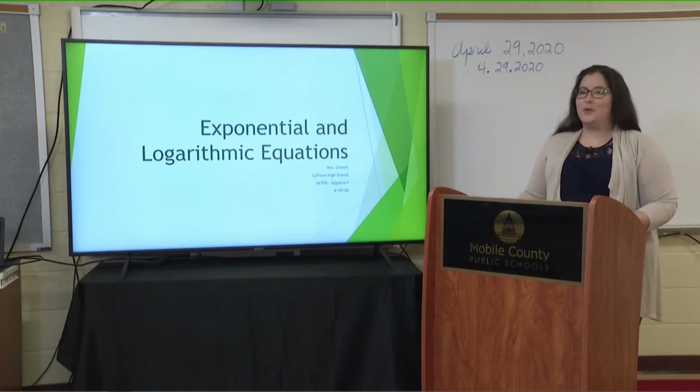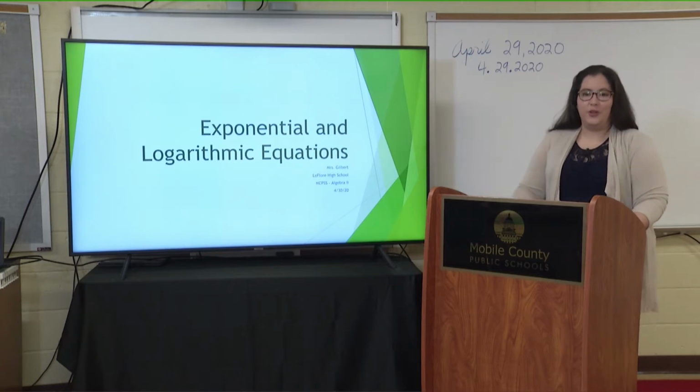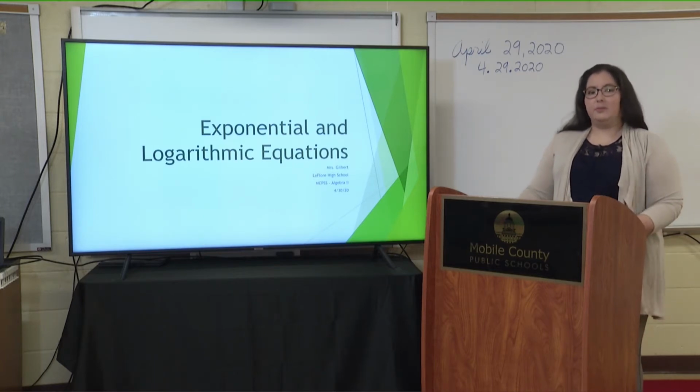We are looking at exponential and logarithmic equations this week. Last week we did logarithms. The first week we did exponentials and looked at their functions, and the second week we looked at logarithms and how they related to exponentials in their graph.